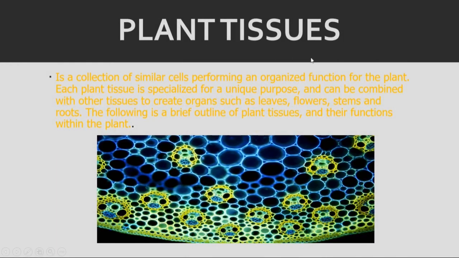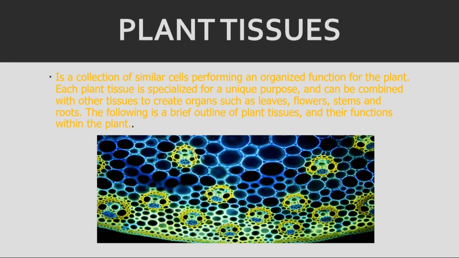So what are plant tissues? Plant tissue is a collection of similar cells performing an organized function for the plant. Each plant tissue is specialized for a unique purpose and can be combined with other tissues to create organs such as leaves, flowers, stems, and roots. The following is a brief outline of plant tissues and their functions within the plant.